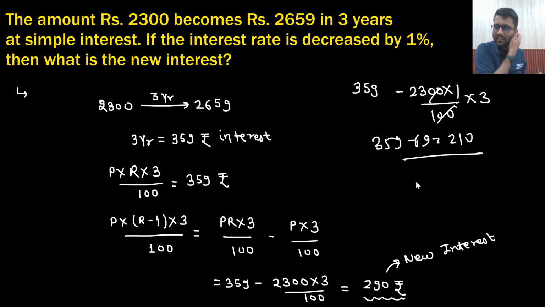This is the answer. Initially, for 3 years I was paying 359 rupees. But my interest rate has decreased by 1%. That means I will pay 1% lesser. 1% of what? 1% of the principal amount. 1% of the principal amount is 23 rupees. But for 3 years, so 23 into 3, that is 69. So 290 rupees is the new interest that I will be paying.